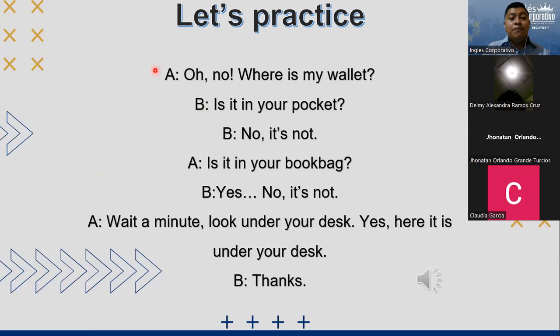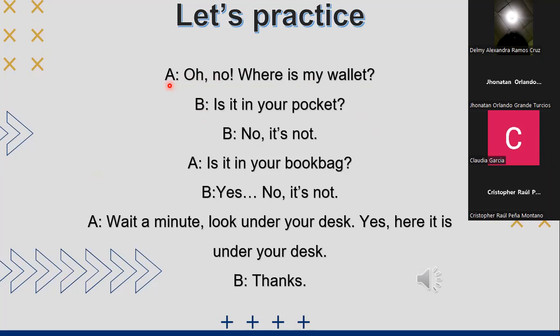That was the listening part. Is it a listening? That was the listening part on the midterm exam. So, Julia and Delmi Arely, do you want to practice? Yes, teacher. Okay, thank you so much. So, Julia, you are A, and Delmi, you are B.